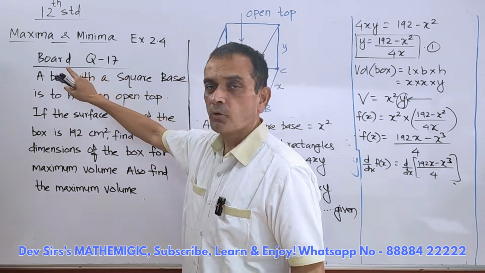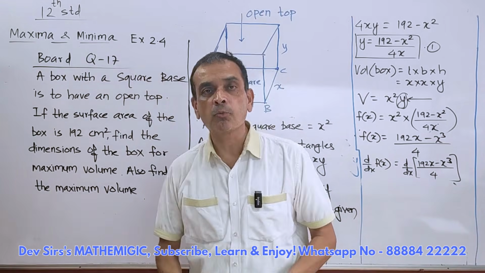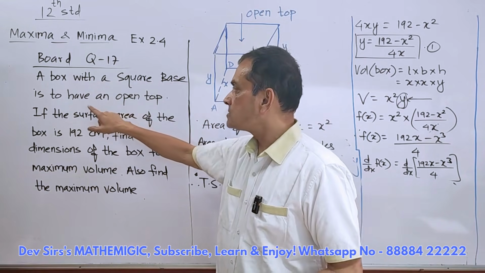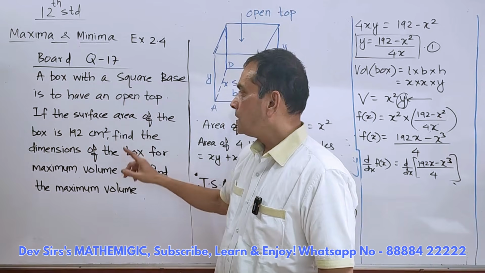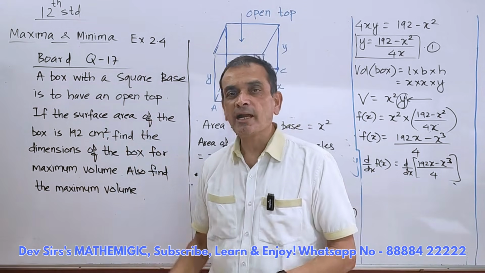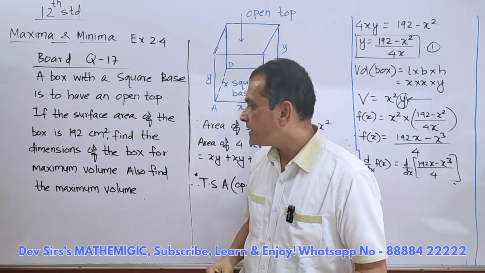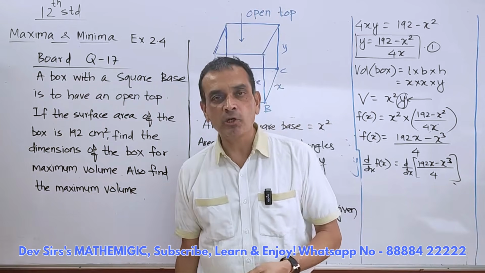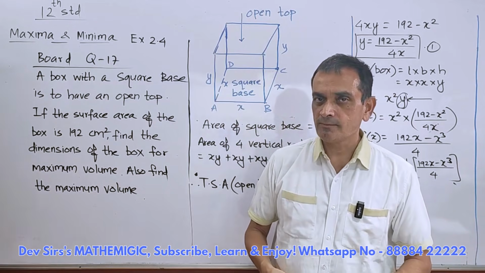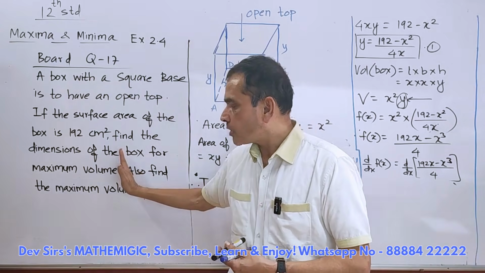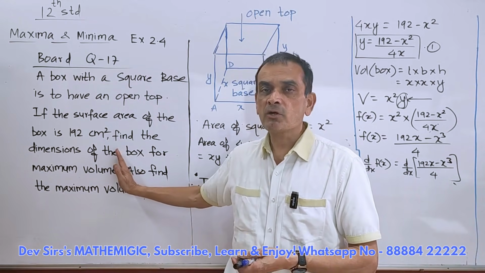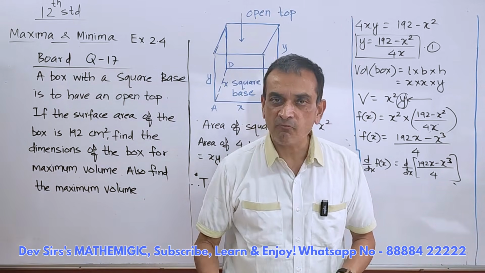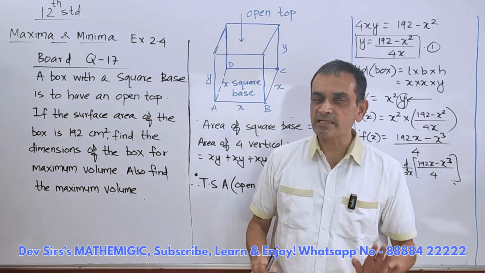This is from the board paper, question number 17, exercise 2.4 from the textbook. A box with a square base is to have an open top. If the surface area of the box is 192 centimeters squared, find the dimensions of the box for maximum volume. Also find the maximum volume. Now in the textbook, the problem is up till here. But when it was asked for board exam, they additionally had asked this: also find the maximum volume. So let us see the process.